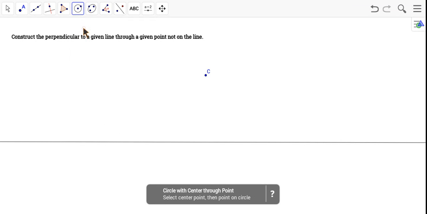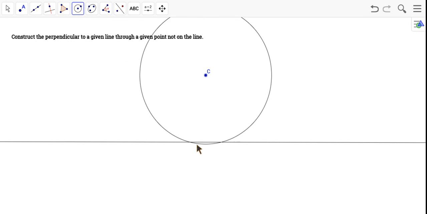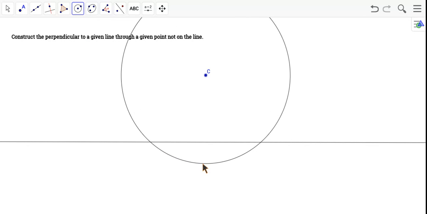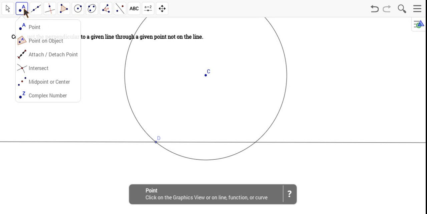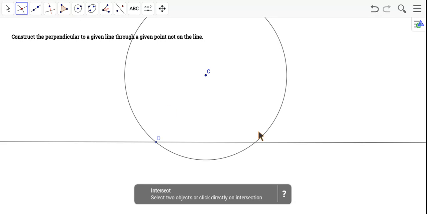an arc. We need something that is centered at C that will go through the line in a couple different places. Now in this case, I'm going to put one of those intersections actually on the line using my extra point that I need anyway, and find the other one using the intersection.